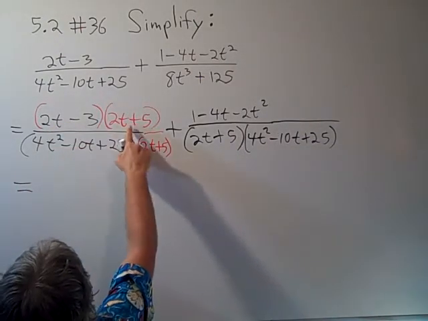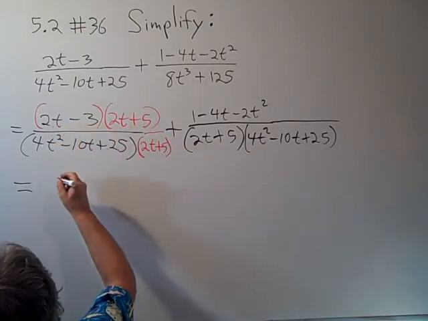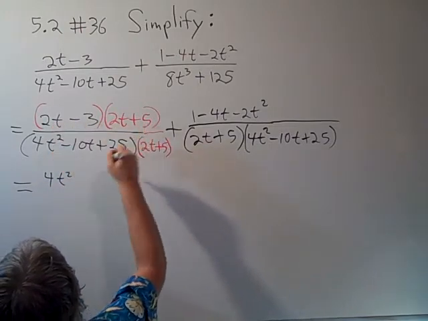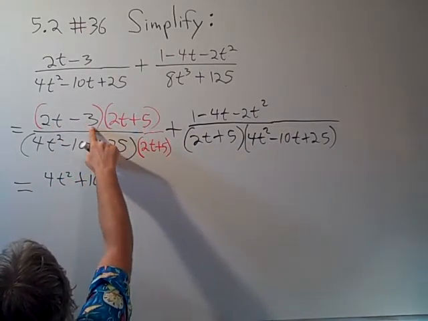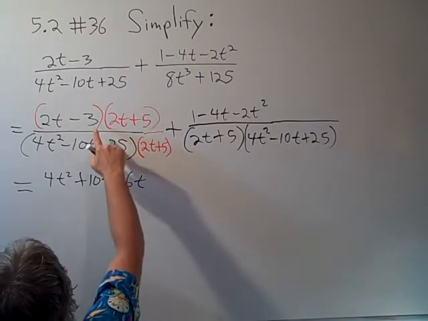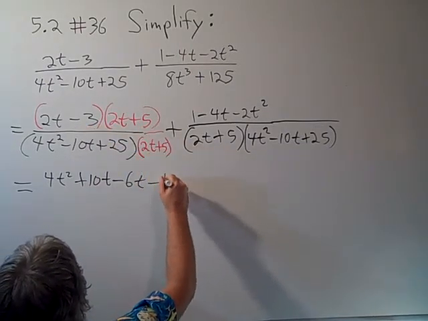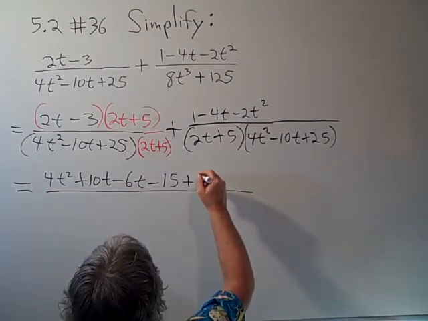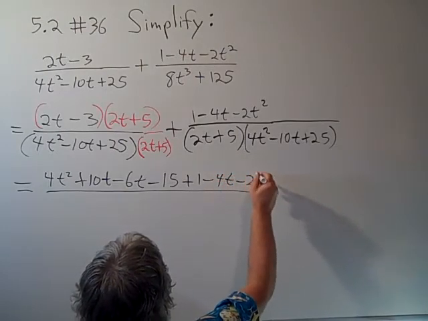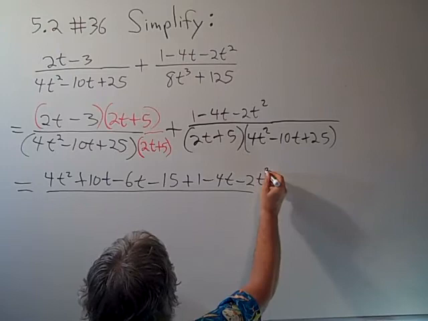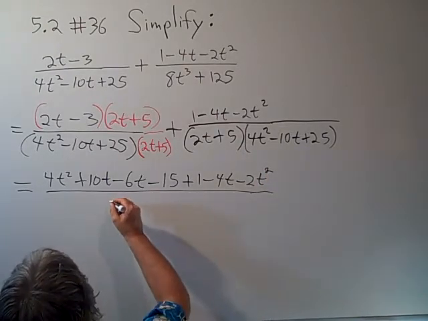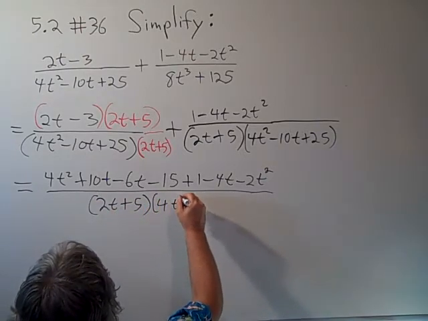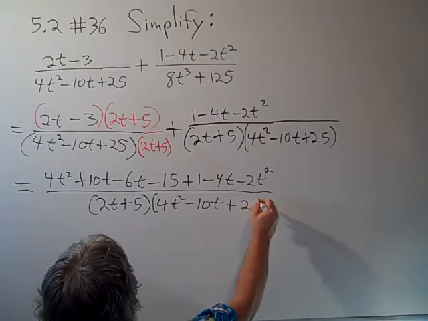Using the FOIL method on these two binomials, we have 4t squared, that's 2t times 2t, and 2t times 5 is 10t, and negative 3 times 2t is negative 6t, and negative 3 times positive 5 is negative 15. The other numerator is 1 minus 4t minus 2t squared. So there's all of it. And in the denominator we have 2t plus 5 times 4t squared minus 10t plus 25.